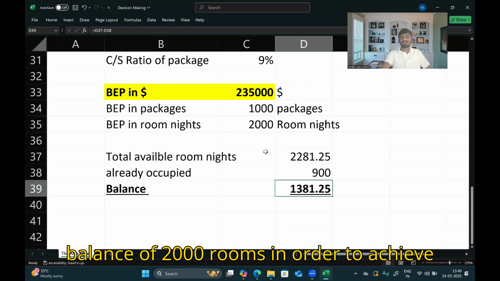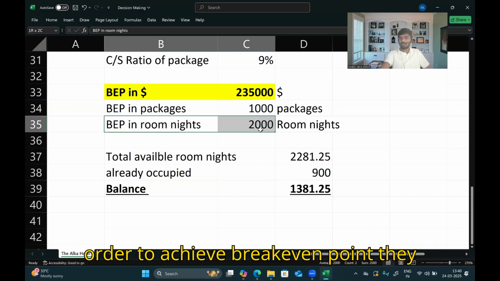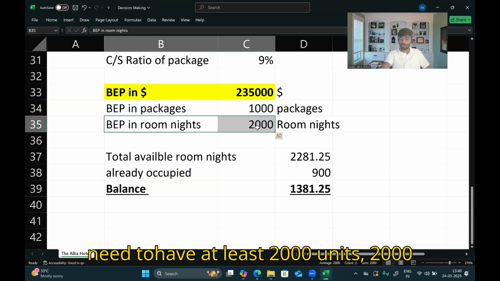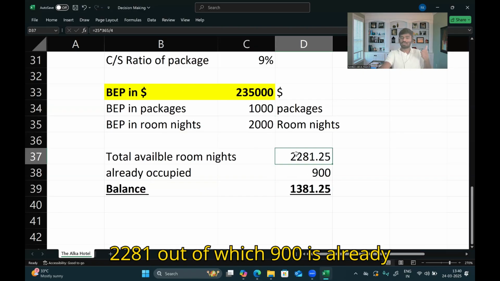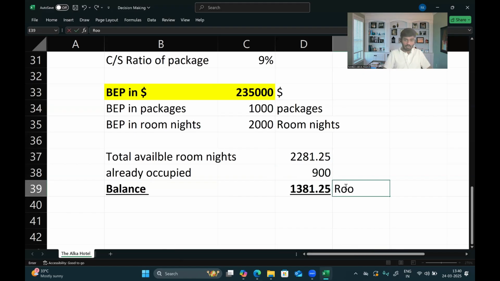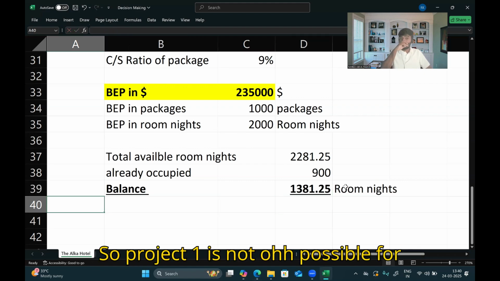Unfortunately, they need 2,000 rooms in order to achieve break-even. We have already mentioned that in order to achieve the break-even point, they need at least 2,000 room nights. But unfortunately, the total available room nights for quarter 1 is 2,281, out of which 900 is already occupied. So the balance is nothing but 1,381 room nights. So they cannot achieve the break-even point. So project 1 is not possible for them.